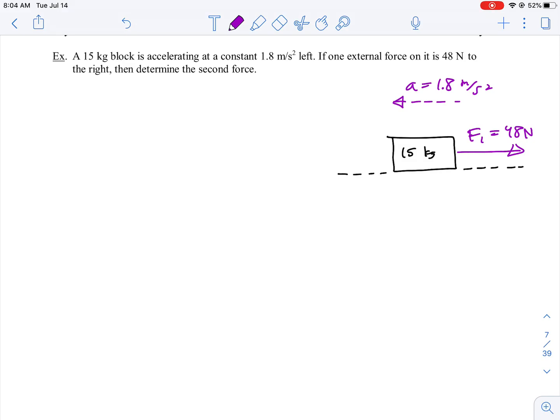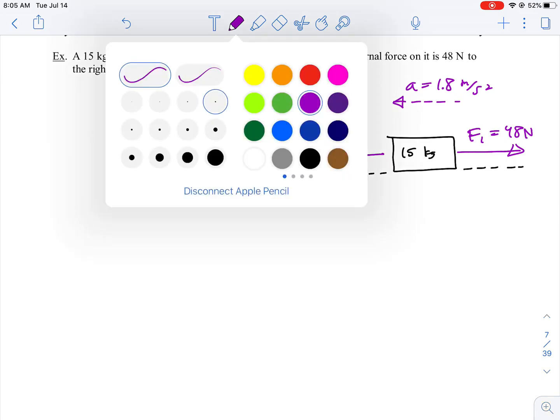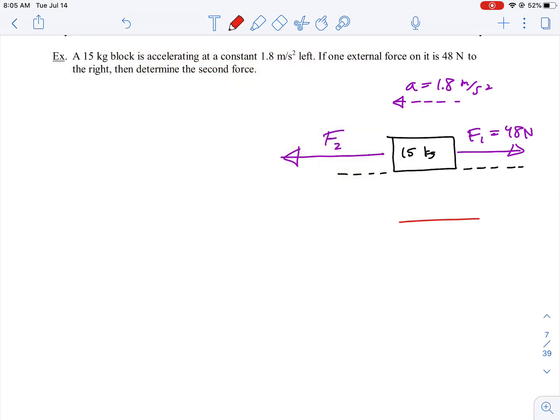Now, what do you think has to be true about the other force, based on what you know in this question here? Does it make sense that F2 better be going to the left? And in fact, it would have to be bigger to cause it to accelerate to the left. So we would expect F2 to be a larger force, larger than 48 newtons, going to the left. That's what we're expecting. And let's put a reference system in here as well while we're drawing the diagram. So here's right is positive, left is negative.